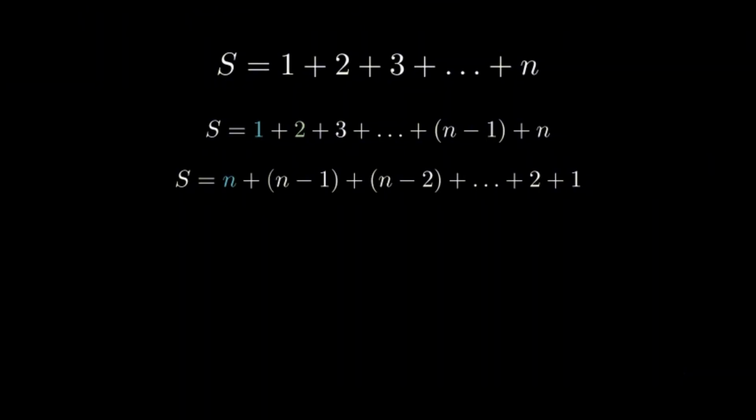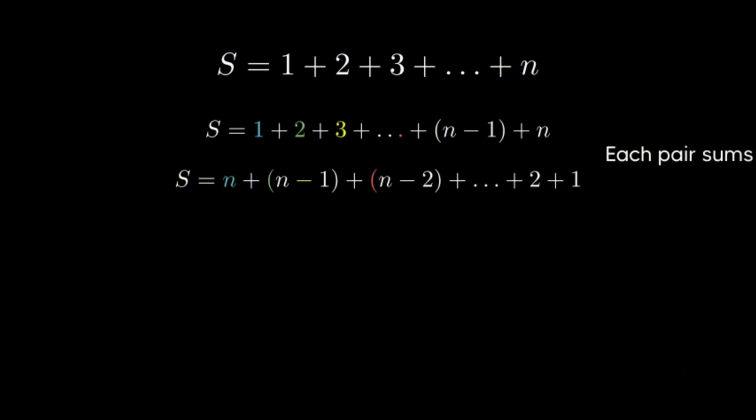The first term from the top row and the first term from the bottom row give us 1 plus n. The second terms give us 2 plus n minus 1. The third terms give us 3 plus n minus 2. Each pair always adds up to n plus 1. This pattern is quite powerful. We can see that every pair sums to exactly n plus 1.